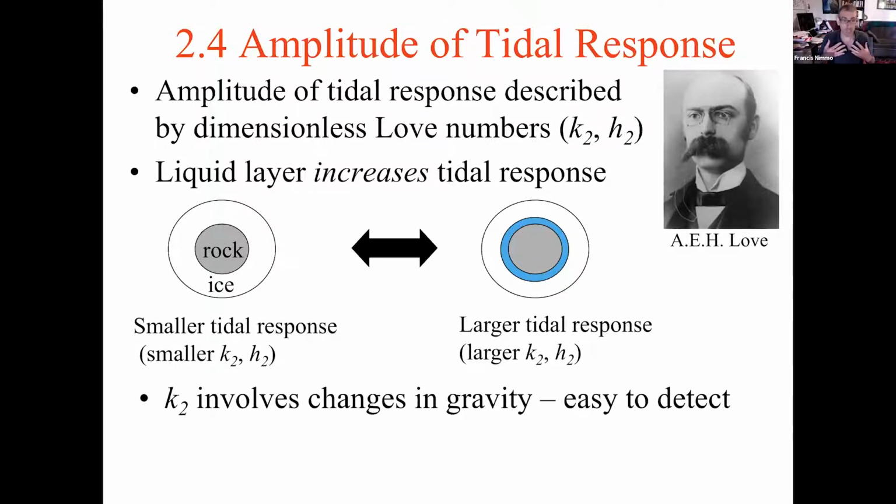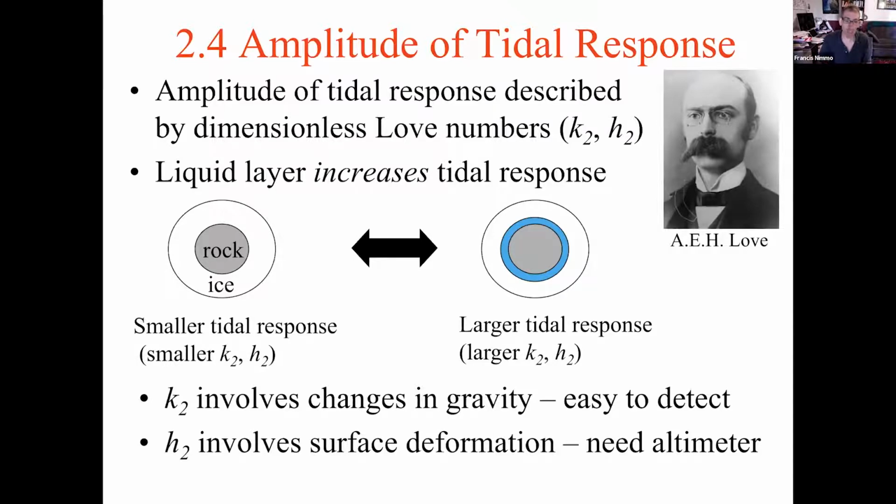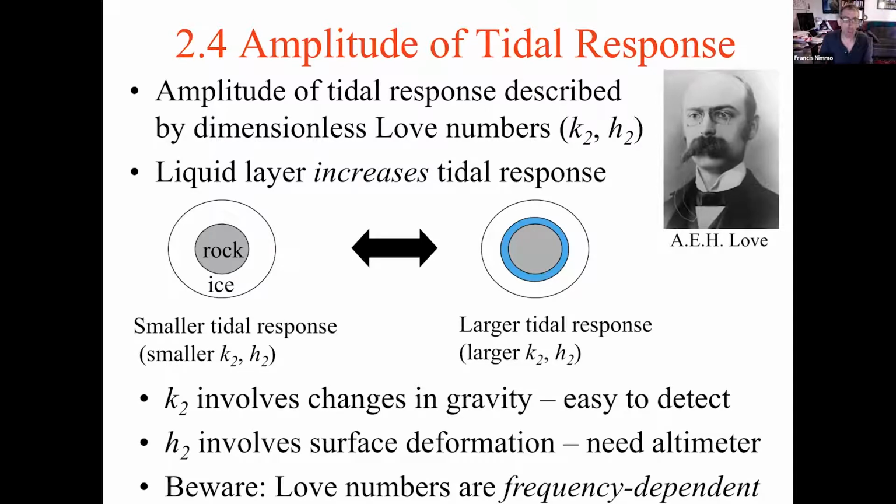k2 and h2 are slightly different in that k2 just tells you how the gravity changes in response to these tides, whereas h2 is telling you how the surface itself actually deforms in response to these tides. Typically k2 is a little easier to measure than h2 because h2 needs an altimeter. One other point to remember is that in reality, these Love numbers are frequency dependent. So if you're making measurements at different frequencies, you have to be a little careful. But the main point is that by measuring k2 or h2, you can tell the difference between no ocean and an ocean.